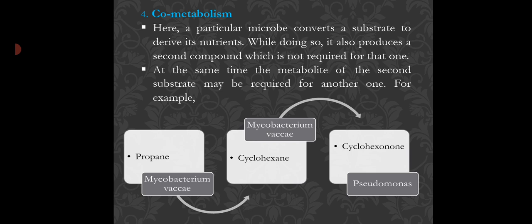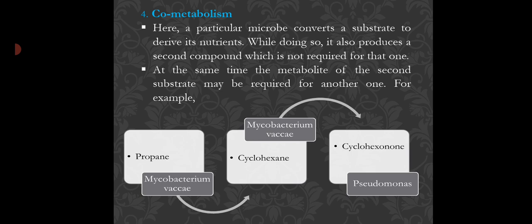For example, propane is a compound which is utilized by Mycobacterium vaccae. Upon utilizing the propane, it will be converted into cyclohexane. Further, it will be converted into cyclohexanone. This cyclohexanone is not required by Mycobacterium vaccae, but it is a component which is required by Pseudomonas. So here the product of utilization of one compound by one organism will be utilized by the other.